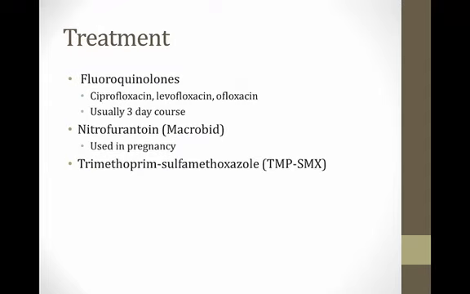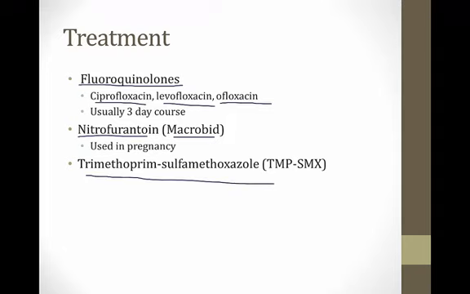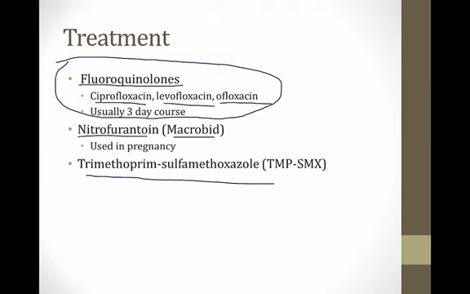The mainstay of treating UTIs is with fluoroquinolones. So these are antibiotics like ciprofloxacin, levofloxacin, and ofloxacin. Usually a simple 3-day course will clear out the bug. In pregnant women, nitrofurantoin, which is also called Macrobid, is often used because it's safe in pregnancy. And then another drug you can use is trimethoprim-sulfamethoxazole. This is called TMP-SMX. This used to be used a lot before fluoroquinolones came along, but the fluoroquinolones have less side effects, and most people will reach for one of these if they see someone with a UTI.